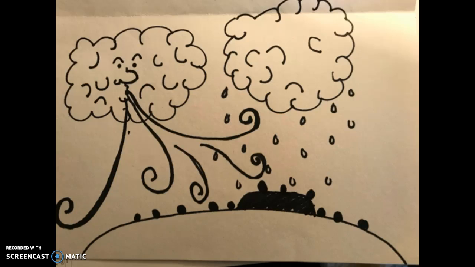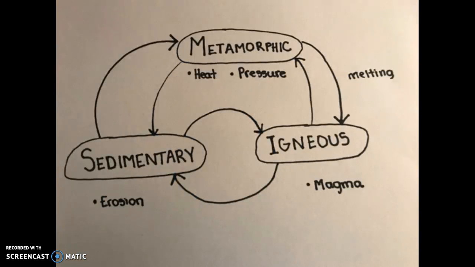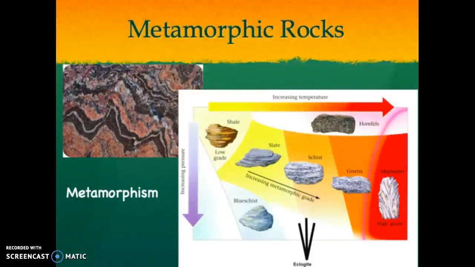Alrighty, so now we are going to move back onto this picture and look. If you look here at sedimentary, there's an arrow pointing to metamorphic. So the cool thing about rocks is that all three of these types of rocks can form into one or the other. Sedimentary rocks can form into metamorphic rocks through heat and pressure. And now we're going to take a look at those.